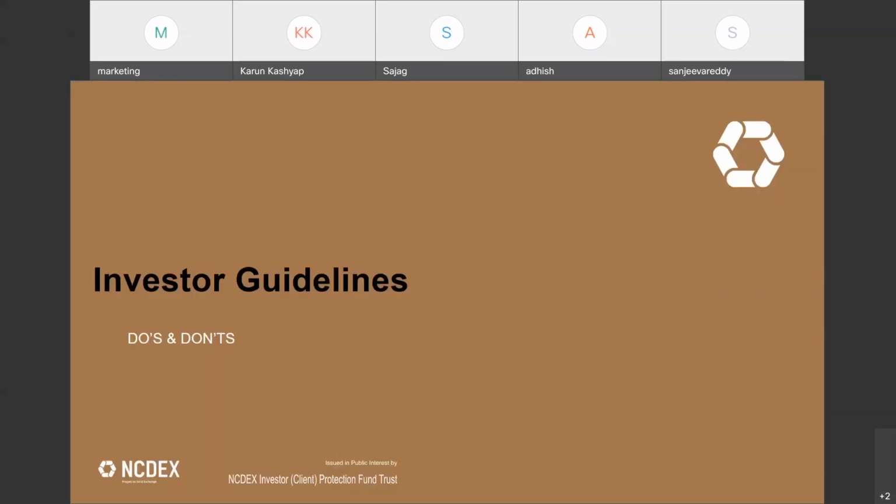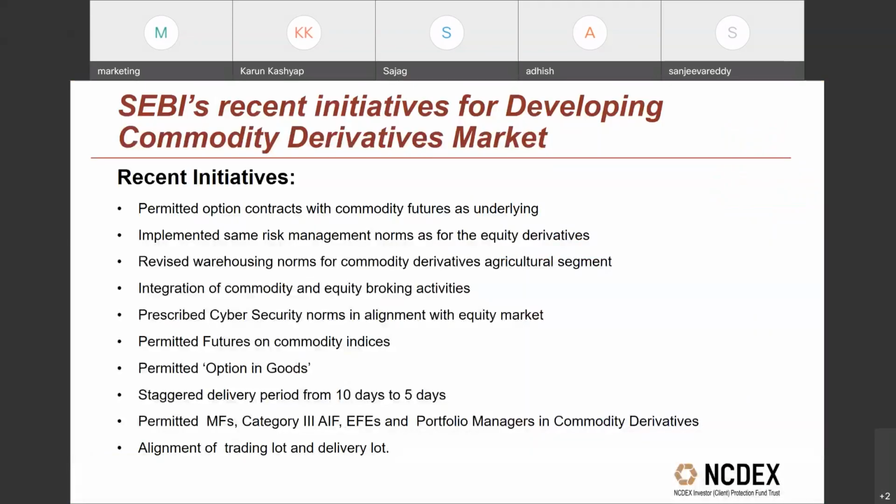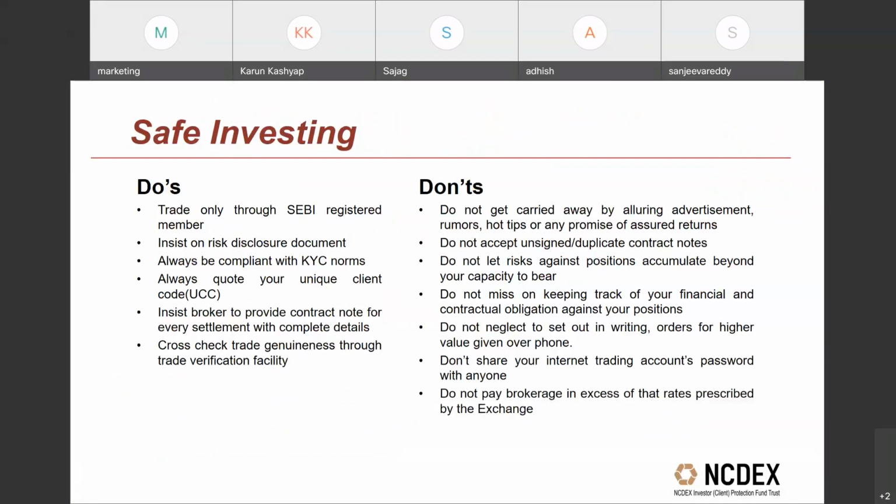So, we have discussed the basic things about the commodity derivative market and how the market functions, and now we will discuss some guidelines for the investor, which they should follow and which they should not follow, to be a safe investor. So first, the do's: trade only through SEBI registered members.